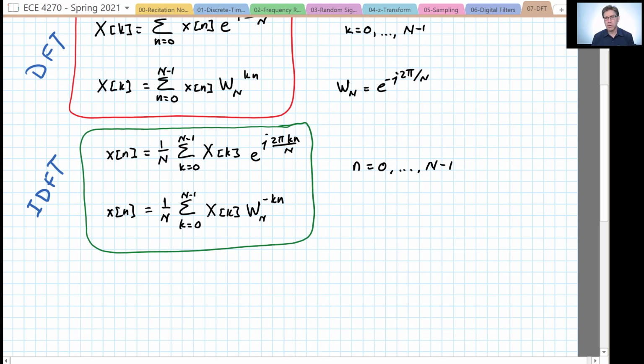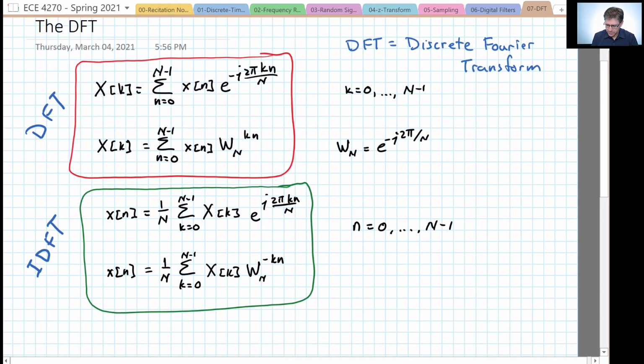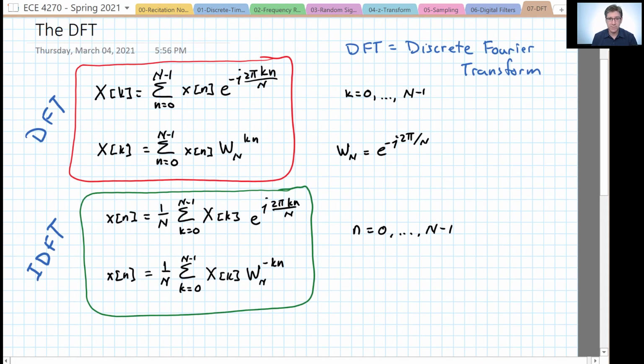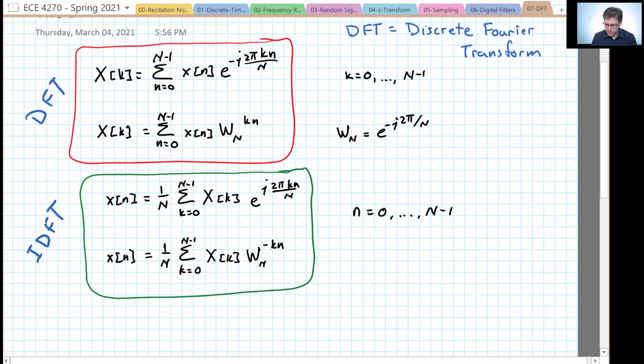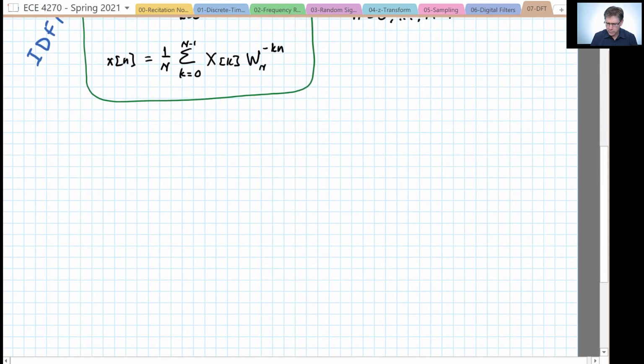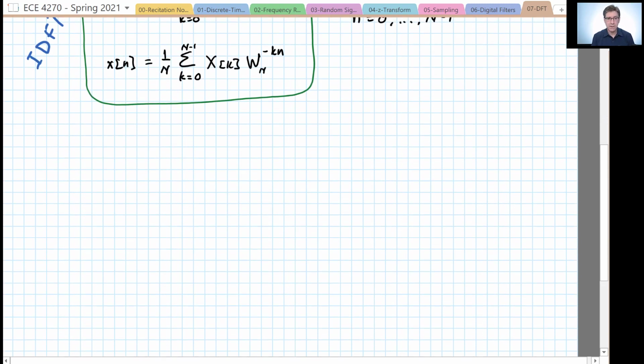And remember, we had all sorts of problems trying to compute the DTFT in that it was infinite in time and continuous in frequency. Now we have something that is finite in time, finite in frequency, and discrete in both. We're actually going to talk more about the relationship between those as we move along. But the first thing I want to do is relate this back to what we've done so far.